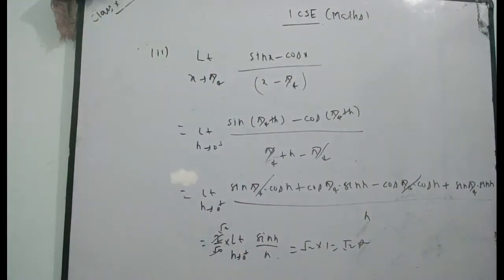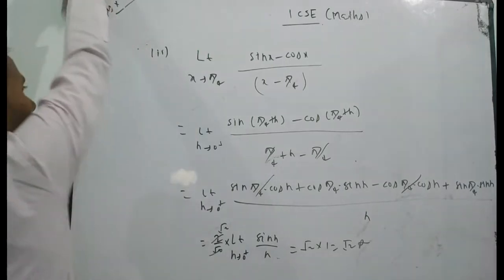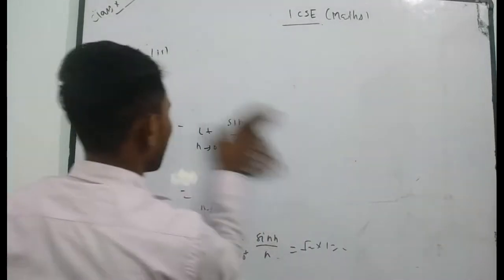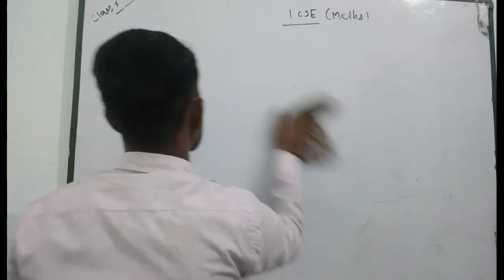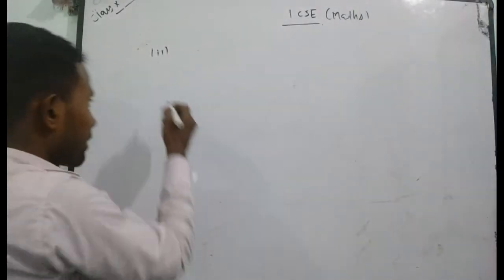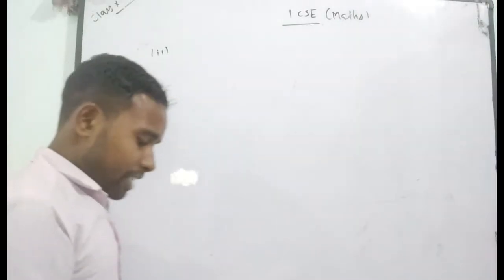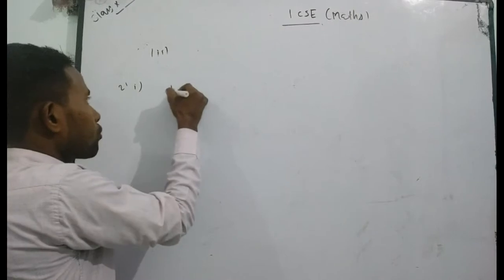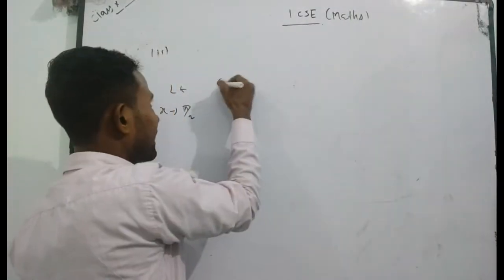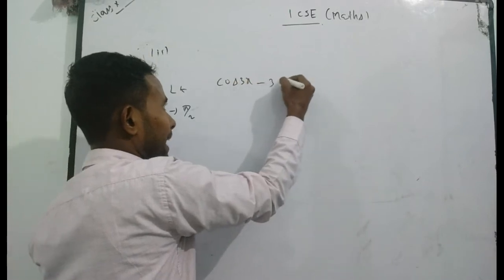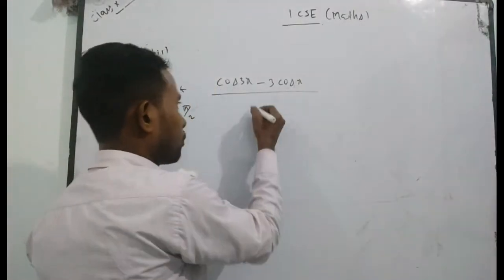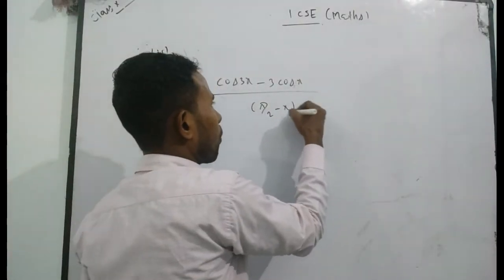Again, take the next problem for you, which will be 21. See 21 first. First, evaluate the limit: limit x tends to pi by 2 of cos 3x minus 3 cos x divided by pi by 2 minus x, whole cube.